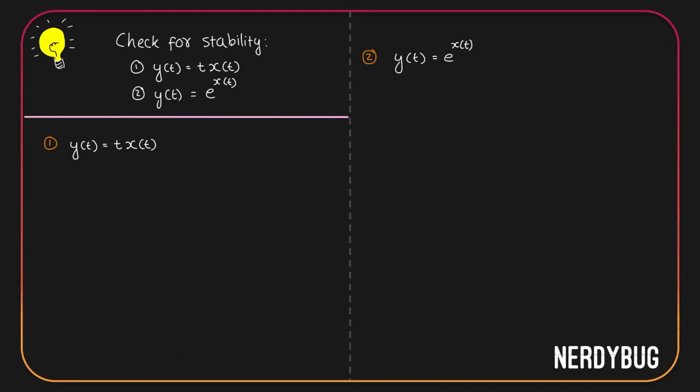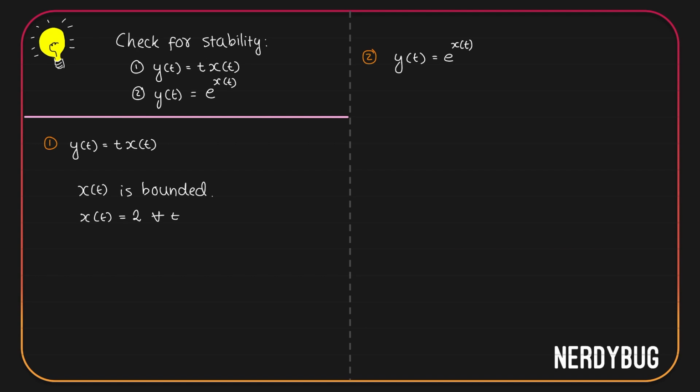Let us solve a problem now. We have to check the stability of systems that are defined by these equations. The first one is y of t equals t times x of t. Let's assume the input x of t is bounded. That is, it has a certain set of values that it can take. It doesn't go to infinity from minus infinity. For example, let's say x of t is 2 everywhere. For all values of t, x of t is 2.